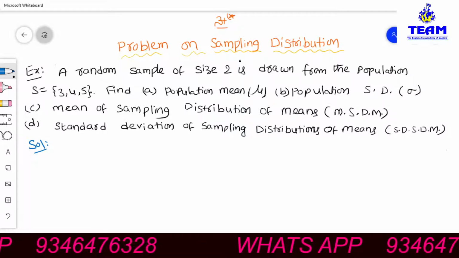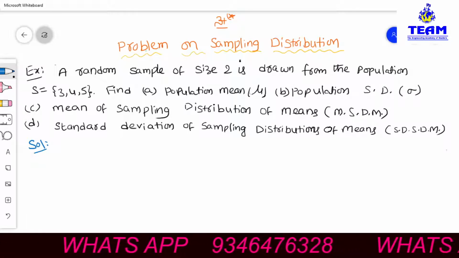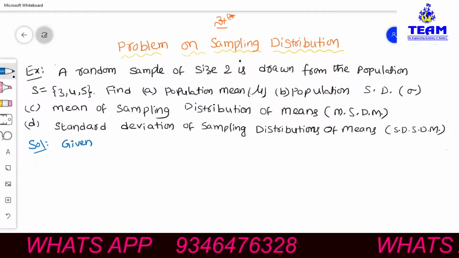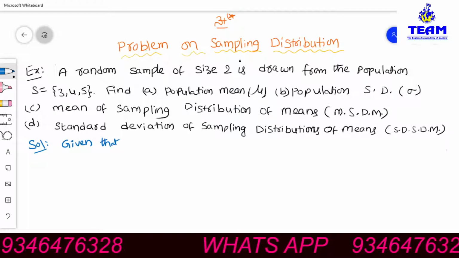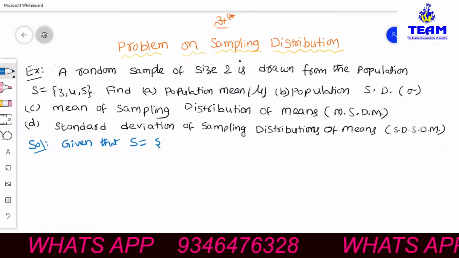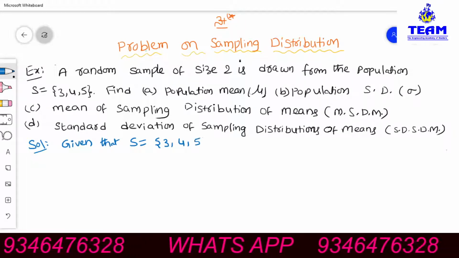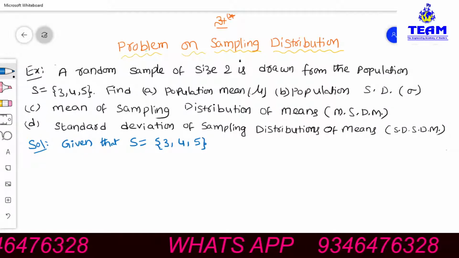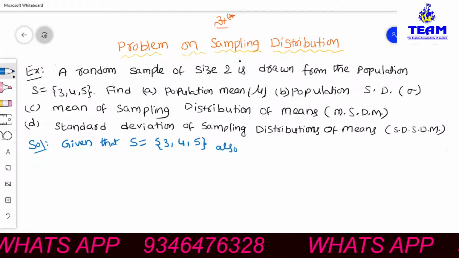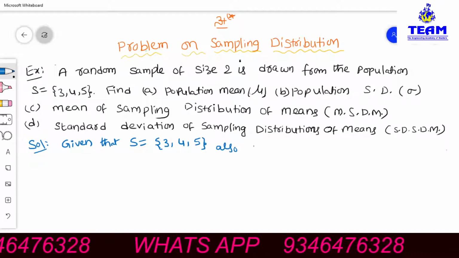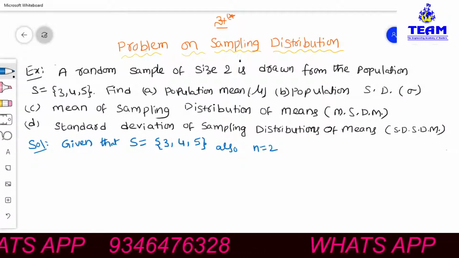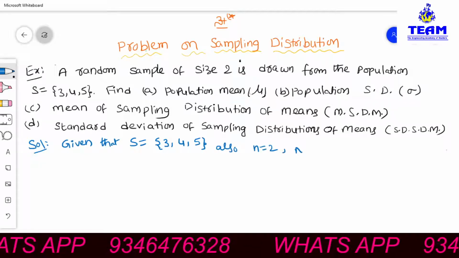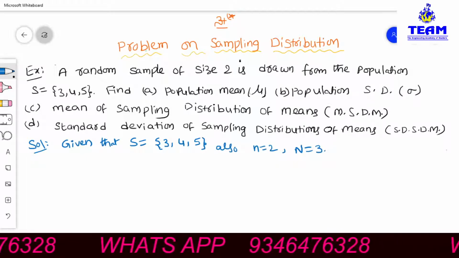First of all, what is given? Here the population is given that S = {3, 4, 5}. This is the given population. Also each random sample is of size 2, that is n = 2. Here the number of elements in the population are 3. So capital N becomes 3. This is the given information.